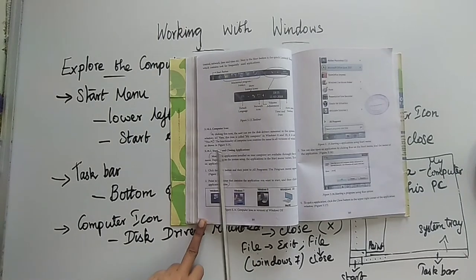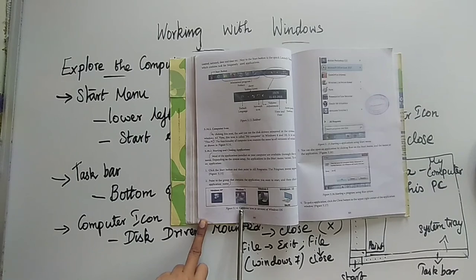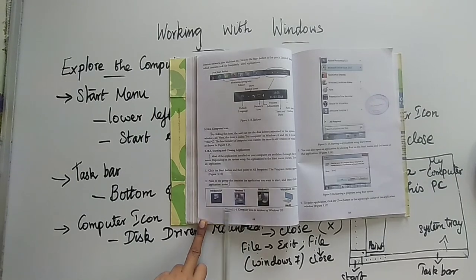Next is your computer icon, and its versions in the Windows operating system. In XP, it is My Computer. Similarly, in Windows 7, it is Computer. See how the icon is represented. And for Windows 8 and 10, it is This PC. See the symbols or icons and how they are displayed for you. So these are your computer icons.